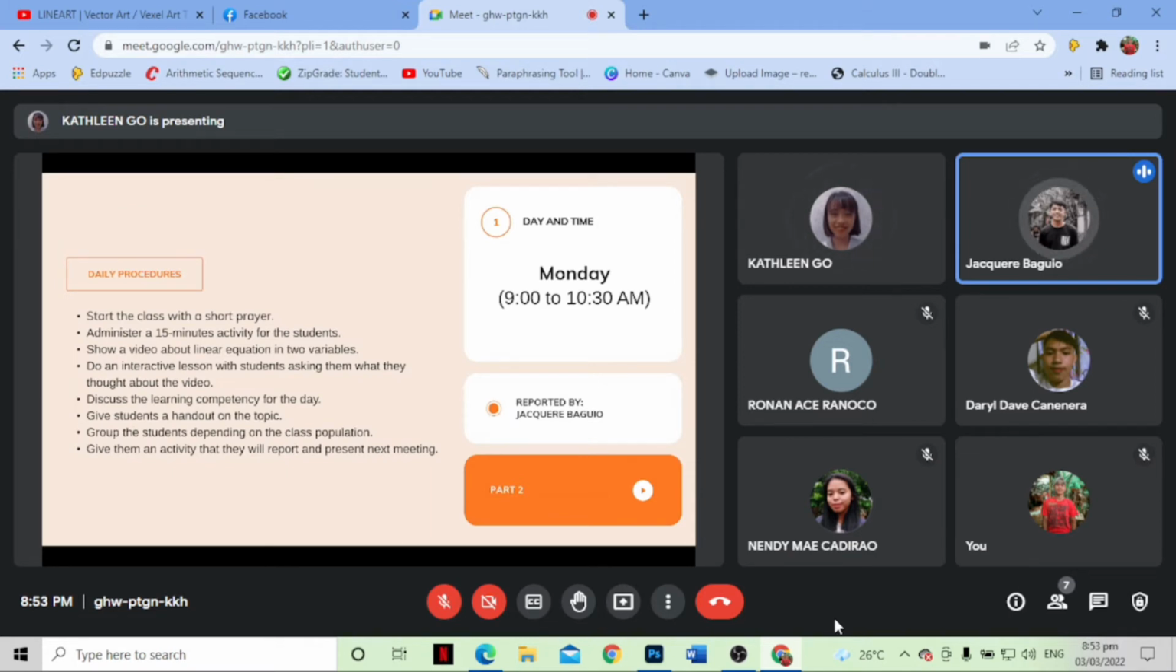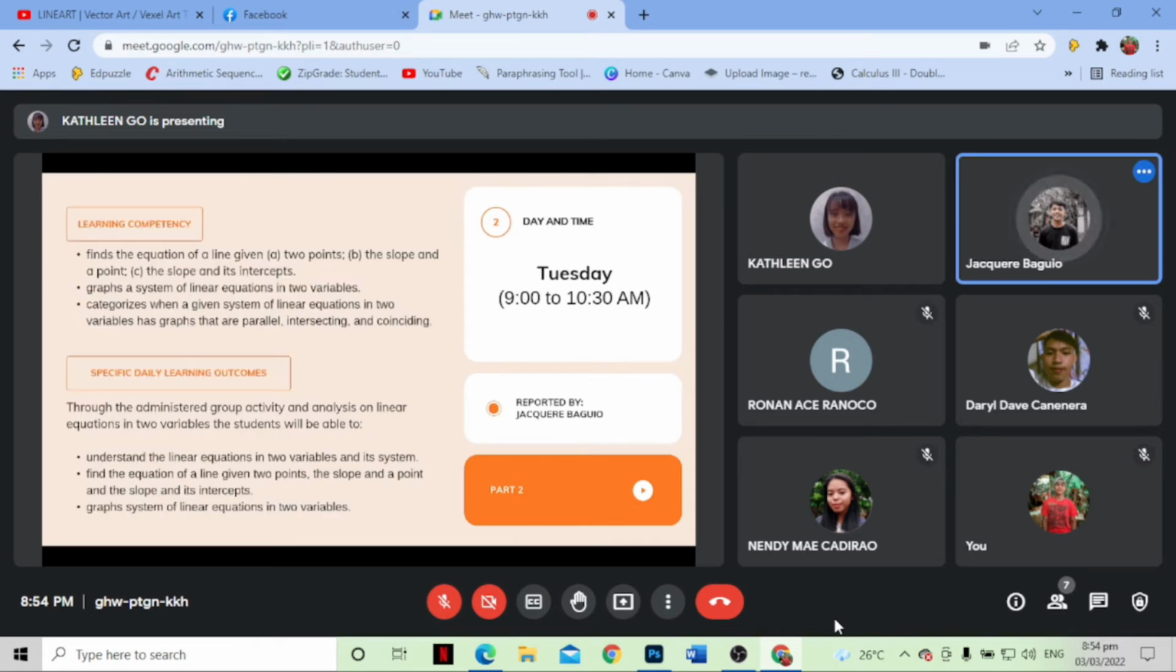Then the daily procedures: start the class with a short prayer, administer a 15-minute activity for the students, show a video about linear equation, which is in part 1, then do an interactive lesson with students, then discuss the learning competency for the day, give the students a handout on the topic, group the students depending on the class population, and lastly, give them an activity that they will report and present next meeting.